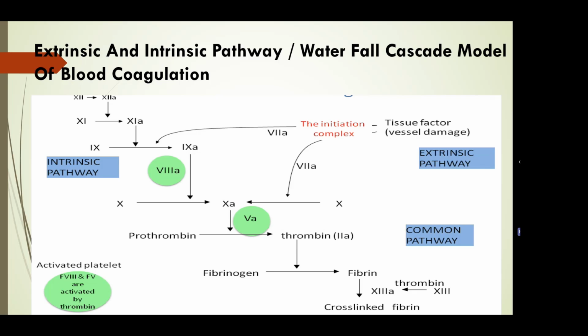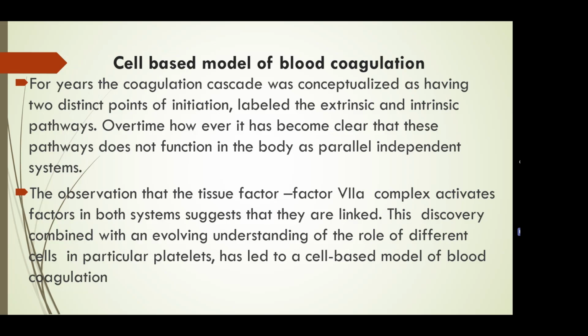So the extrinsic and the intrinsic pathways were used to describe blood coagulation, starting from factor 12 for the intrinsic pathway because factor 12 is found in the blood, and the tissue factor pathway as the extrinsic pathway because tissue factor is not present in the blood. Both systems culminate in the common pathway that generates thrombin to convert fibrinogen to fibrin. Then factor 13 cross-links the fibrin monomers into stronger fibrin molecules.